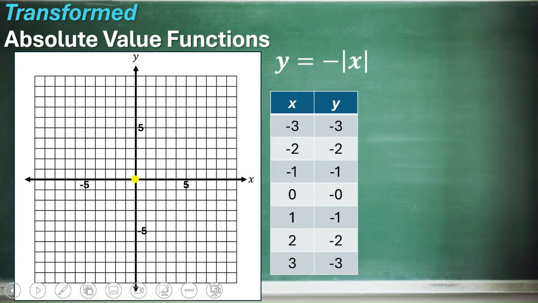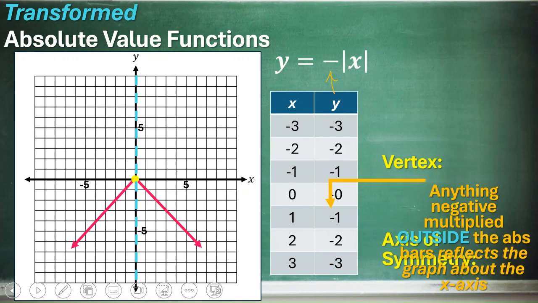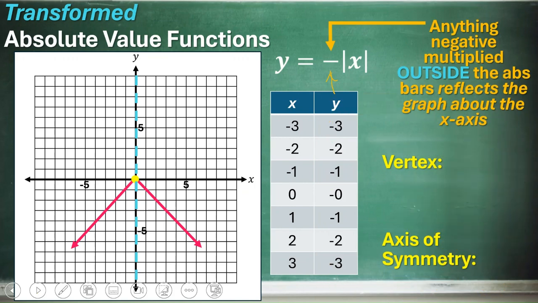All right, we also have one other type of transformation that we see often, and that happens when we have a negative outside, in front of the absolute value bar. So this is negative times the absolute value of x. What you're going to notice on the table is it turns every single y value negative. So this is called a reflection, and it's reflected about the x-axis.